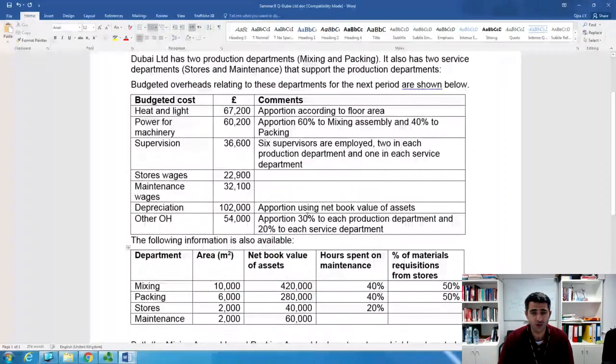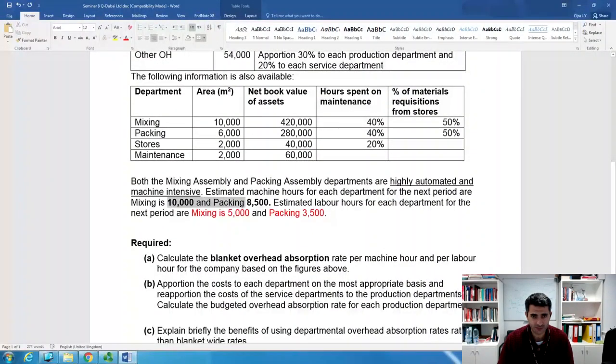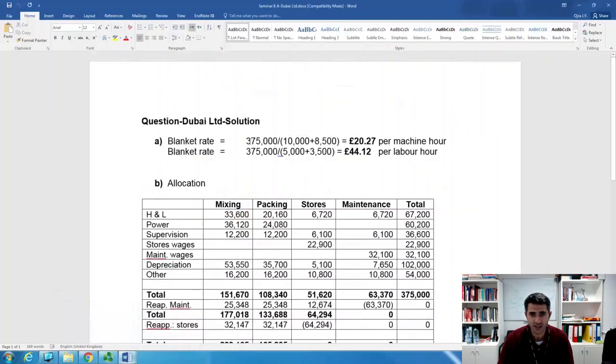So first of all, the total overhead cost, if you add this together, this is the total overhead cost. And the total machine hours, this one, 18,500, and the total labor hours is 8,500. So if you look at the answers, you will see that the total overhead cost is £375,000 divided by total machine hours, 18,500. So that gives you 20.27 per machine hour.